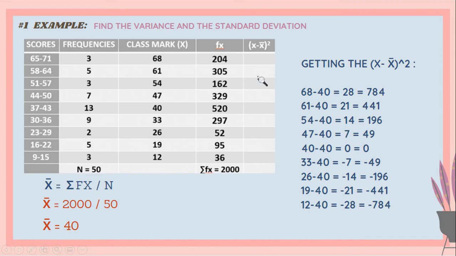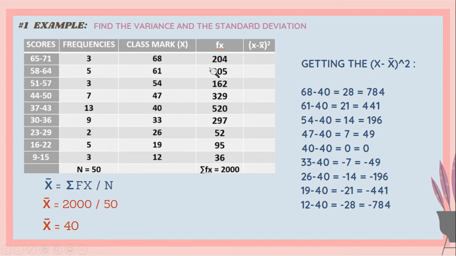So after finding the mean, we need to find the x minus mean squared. All we need to do to find the answer for this column is subtract the mean from the class mark. So our class mark is 68 and the mean is 40. Same goes for the other values of class mark. So 68 minus 40 is equal to 28.